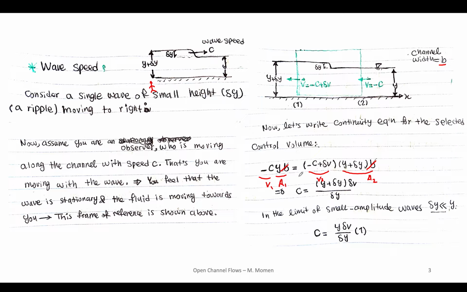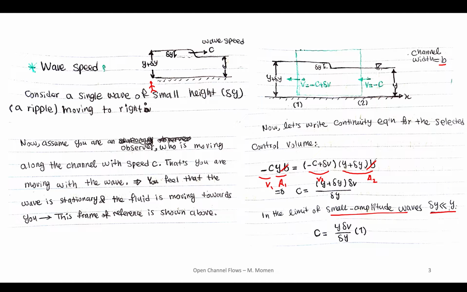And then we can enter our assumption of small amplitude waves. So in the limit of small amplitude waves, delta Y is much smaller than Y, because we have a small amplitude, a small height wave. This means that we can just neglect delta Y here in this part, so Y is much bigger than delta Y, and I can just write this C equals Y times delta V over delta Y, okay? So this is going to give me the first equation, which is coming from the continuity equation, and we see the assumption that we have a small amplitude wave.